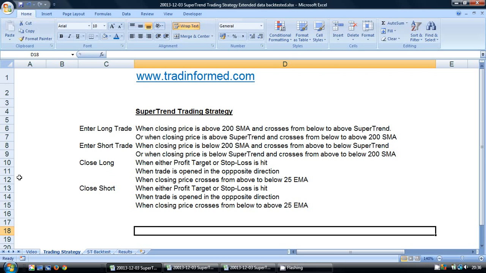We're going to enter short positions in exactly the opposite scenario, and we're going to close our positions when we either hit our profit target or our stop loss, when a trade is opened in the opposite direction, and when our closing price crosses the 25 period EMA.